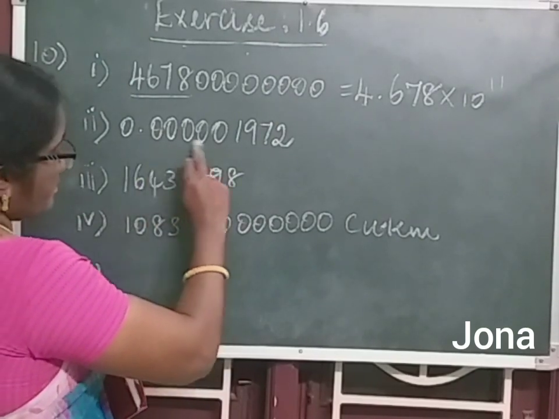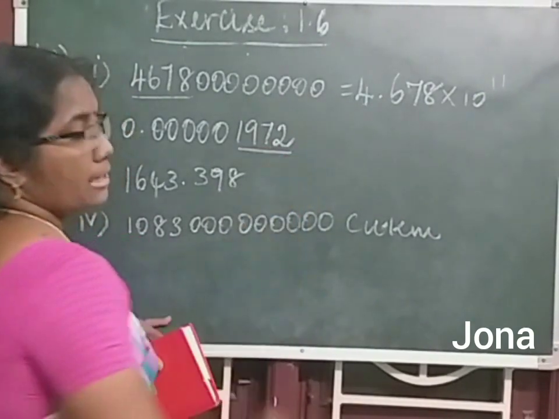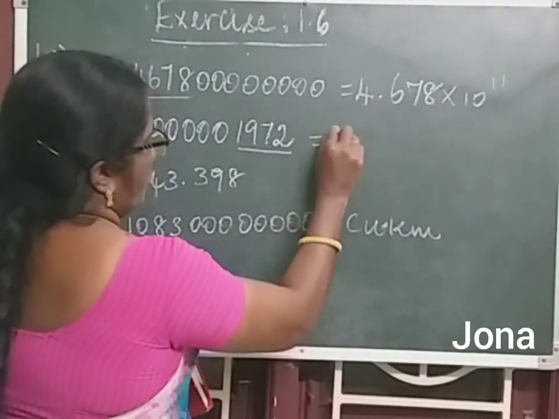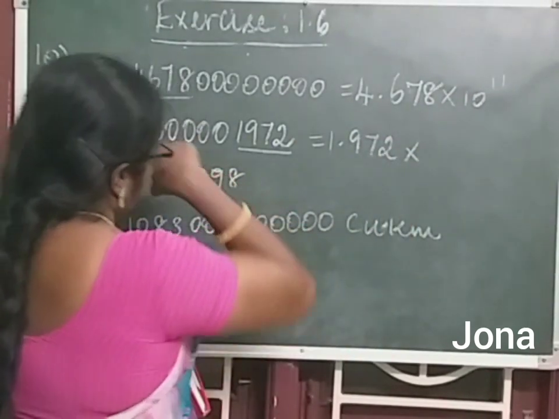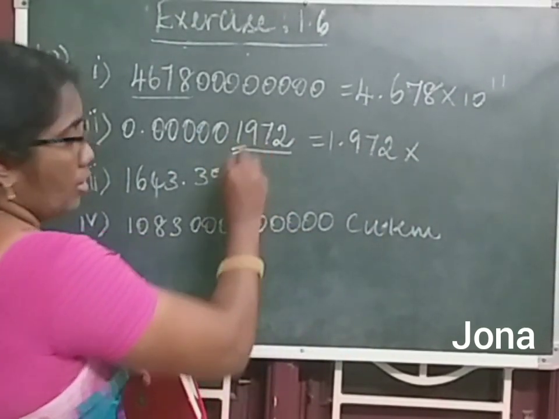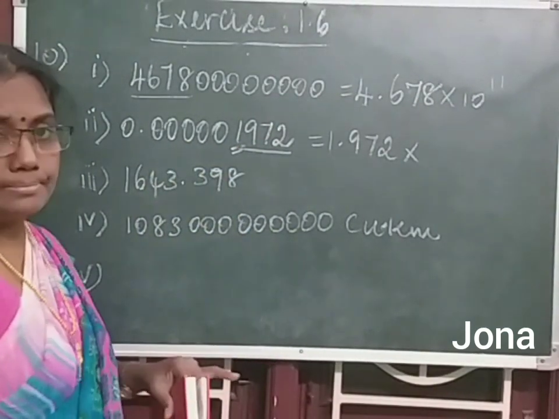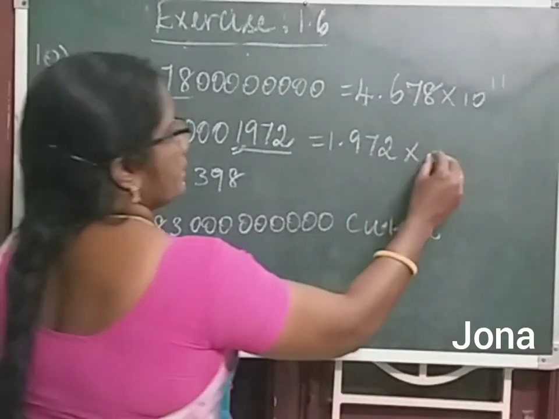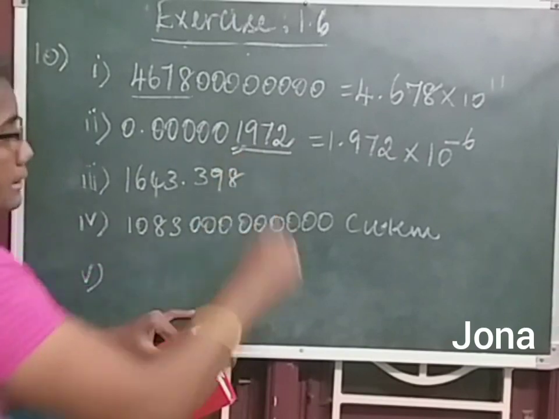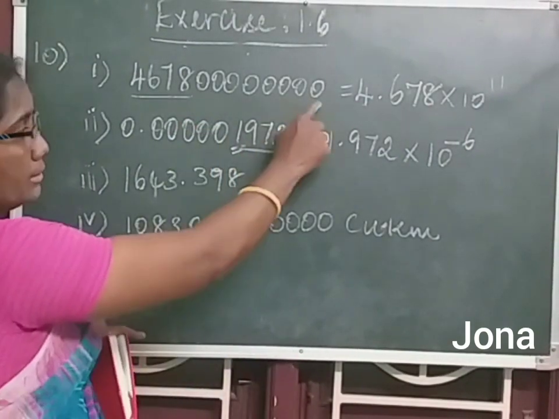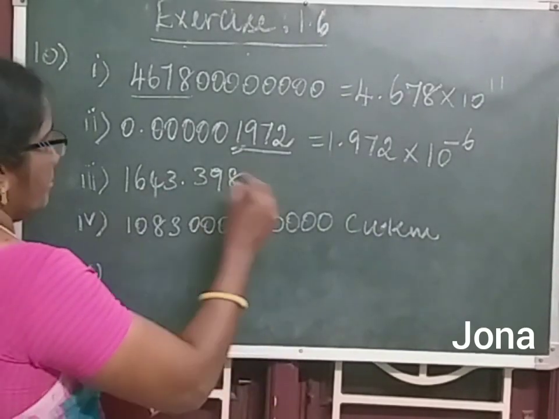Here after the decimal only we have the numbers there. Here also I want to take only these numbers like this: 1.972 into, here in which digit does it start? 1, 2, 3, 4, 5, 6th digit. Okay. So you have to write 10 power minus 6 there, because after the decimal only the points are there. Here there is no decimal at all. So I want to write like this. Okay. Look at the next problem.